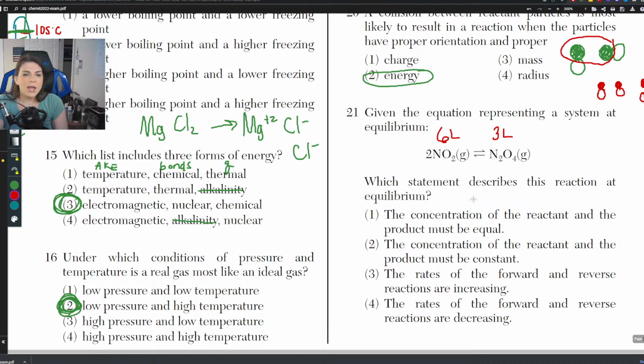If you need to see that in action, I did a lab on this channel with the water going back and forth in the graduated cylinders, so you can see it actually happen. You could also do the same thing with measuring cups in your own kitchen. So the rate of the forward and the rate of the reverse are equal. So neither of those work. The concentrations must be constant. Here we go.